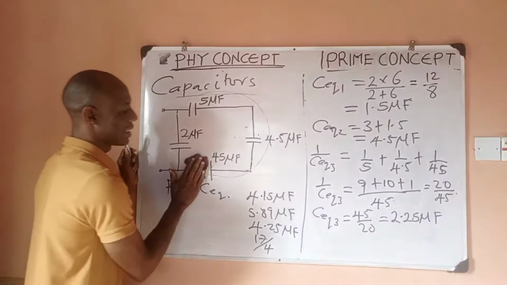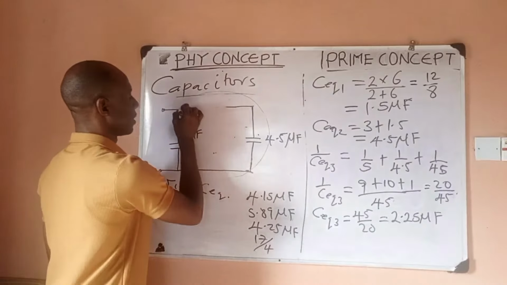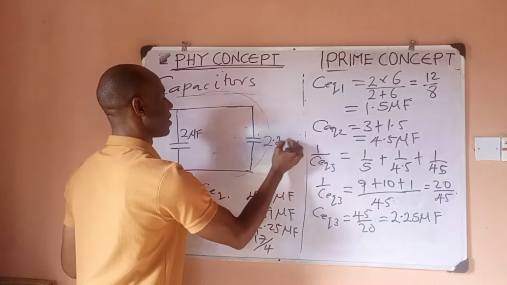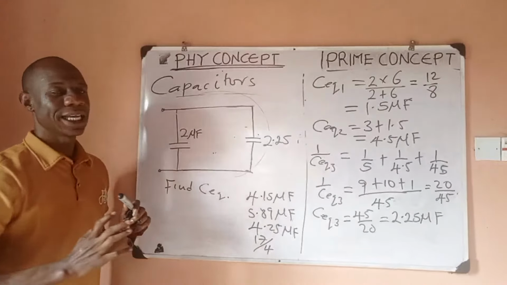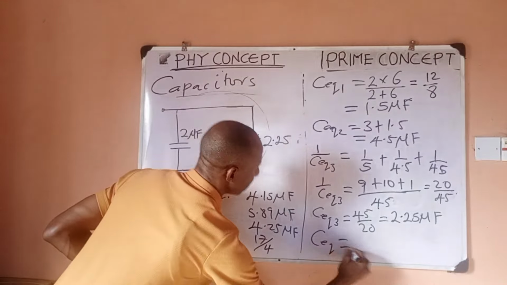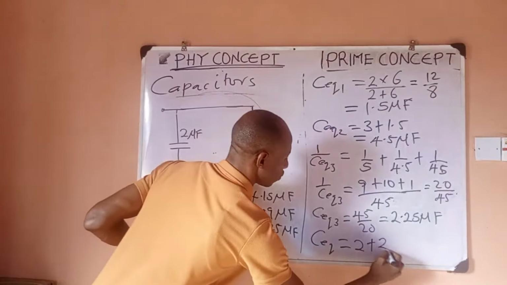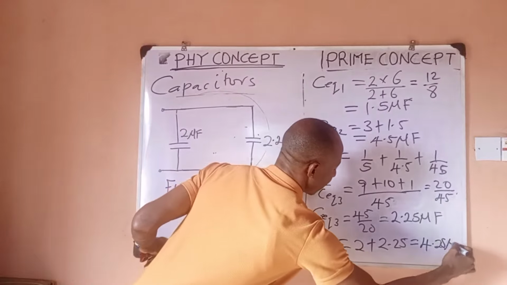But am I done? No. So it means that this 3 would now be 1. So I can now do it like this. This 3 becomes 1, which has a value of 2.25. Now you can see that this and this finally are in what? Parallel. So my final equivalent is going to be the direct addition, which is 2 plus 2.25. And my answer is 4.25.